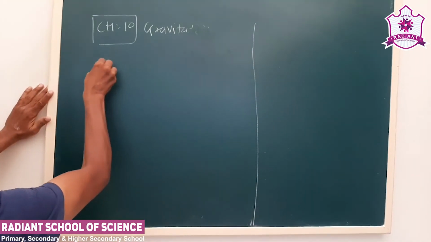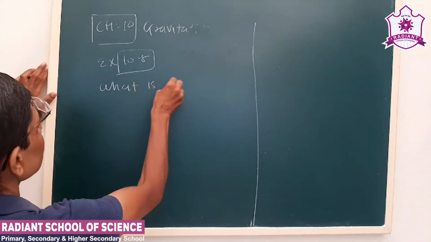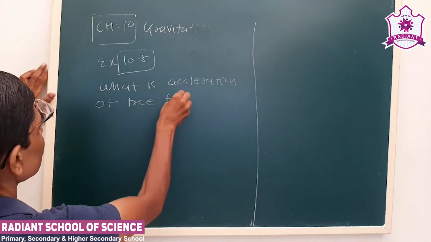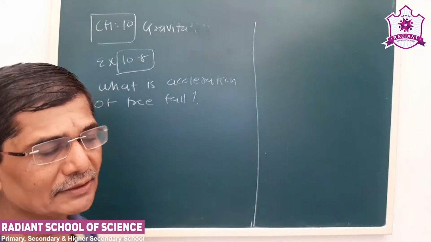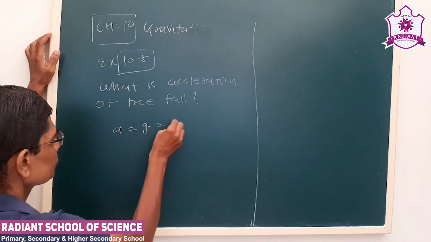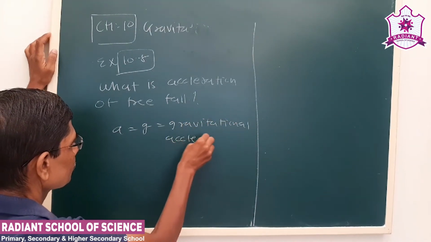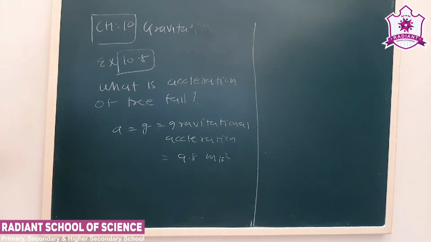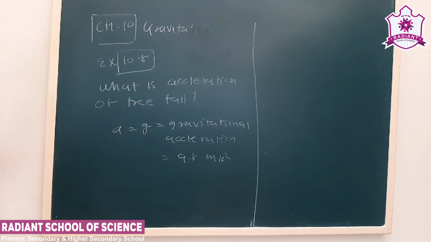Now next is, now see the question. What is the acceleration of free fall? Okay, now see the acceleration of free fall is equal to the gravitational acceleration, that is, its value on the surface of the earth is 9.8 meter per second square. Okay, so this is about the value of the gravitational acceleration.